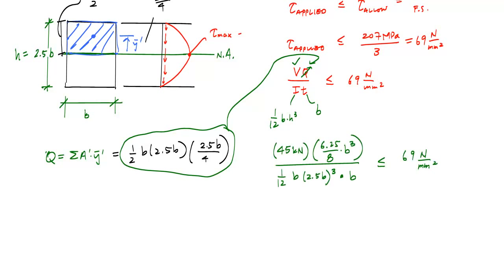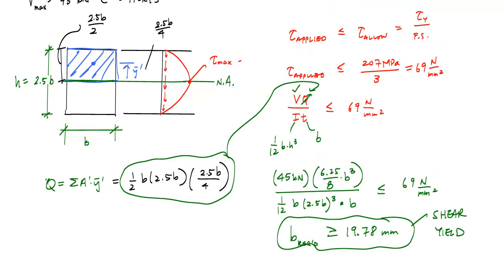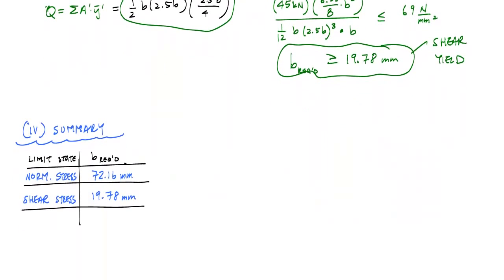And so this is what the basic design relationship looks like, with all the numbers substituted in and everything in terms of B. And when I go through the algebra and solve for B, I'll get B required associated with the shear yield limit state. B required greater than or equal to 19.78 millimeters. So in summary, based on the limit states that I looked at, for normal stress, I need a width of 72.16 millimeters for my cross section. For shear stress, I need a width of 19.78 millimeters.